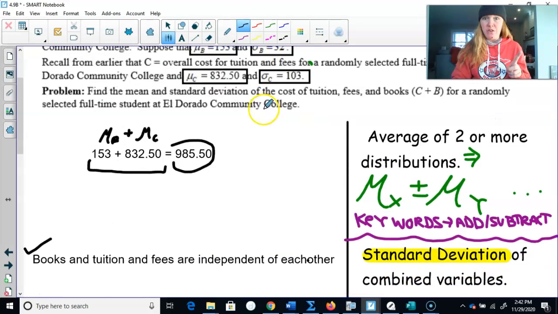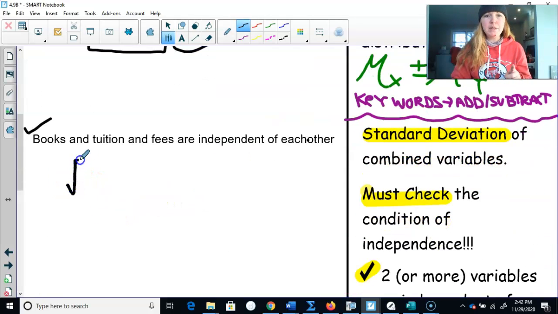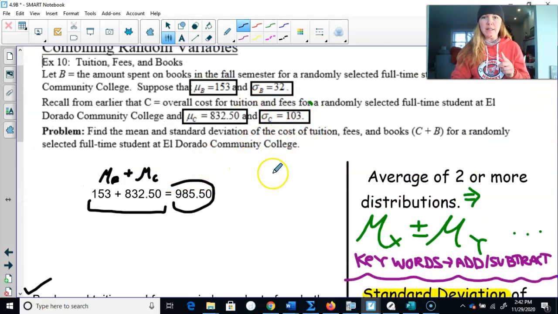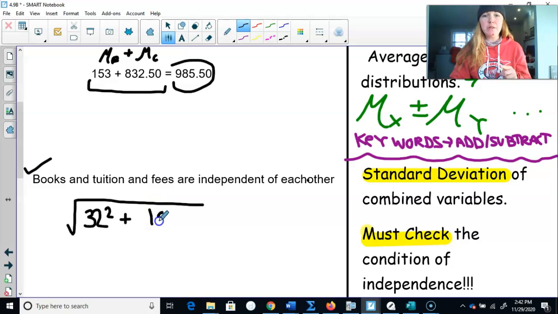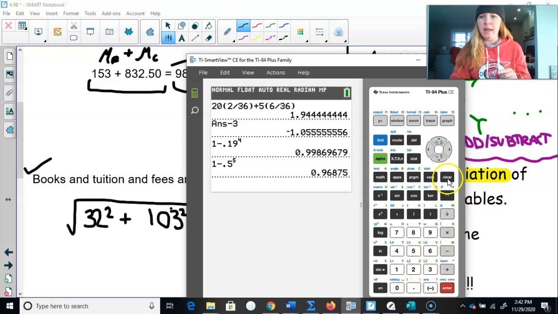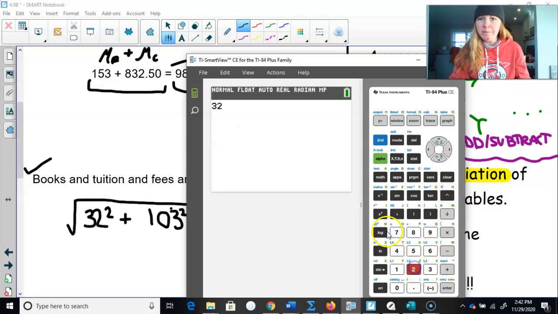So let's go ahead and do that now. We know that the standard deviation for books is 32. So I'm going to take the square root of 32 squared plus the standard deviation for tuition and fees, which is 103, so 103 squared. And then I'm going to find the square root of that. I'm going to grab my calculator because I can't do that one in my head. I'm going to take 32 squared plus 103 squared. Okay, I'm going to enter, and then take the square root of that.